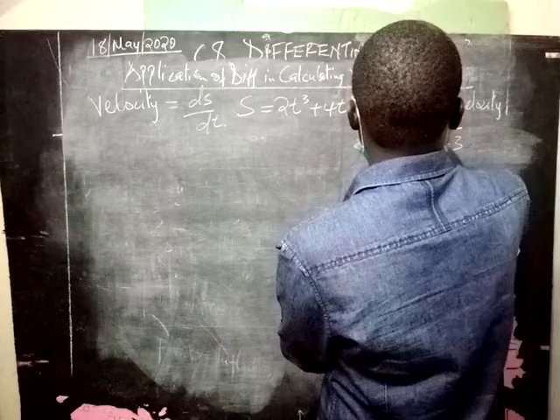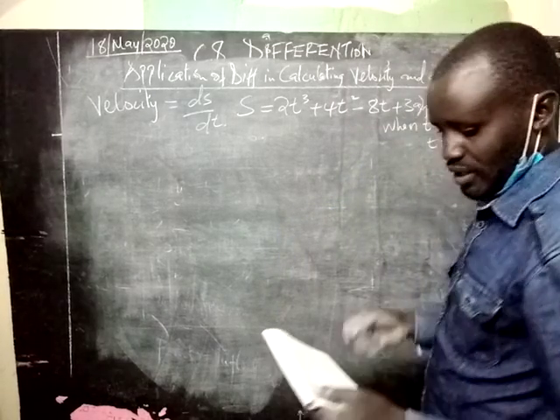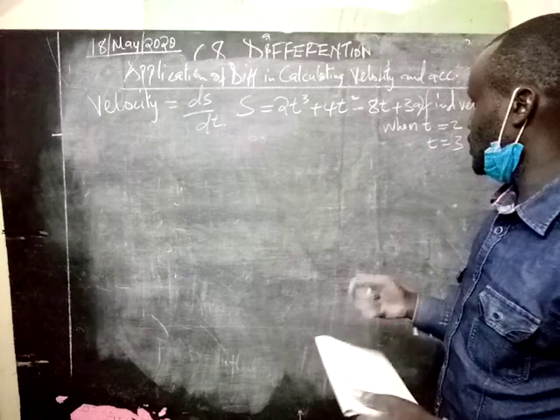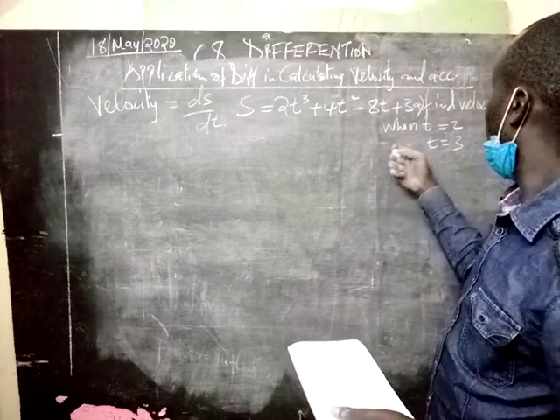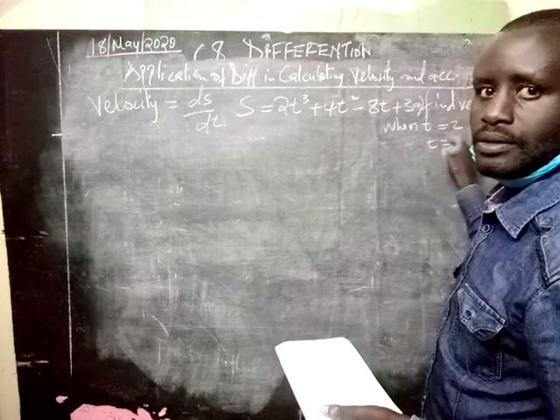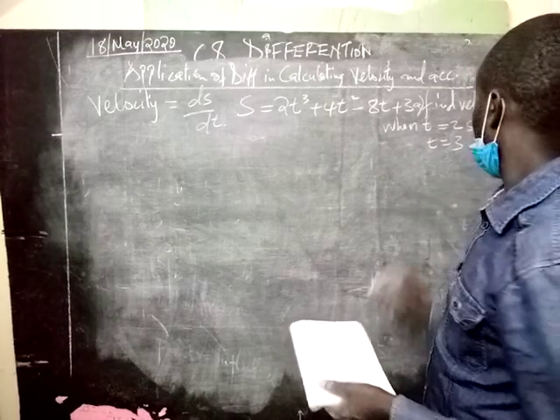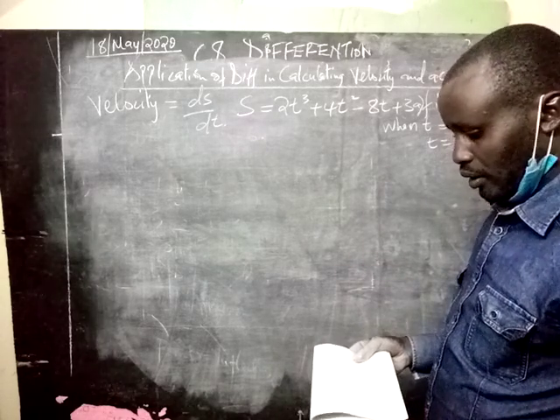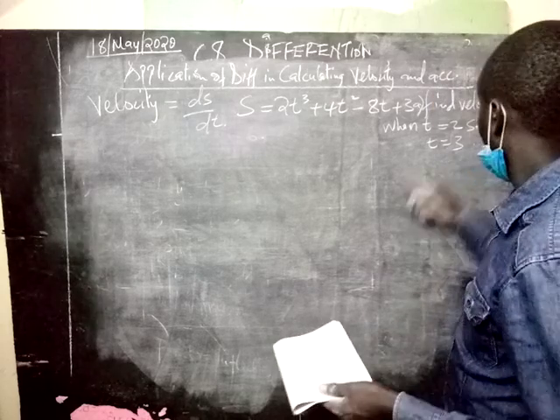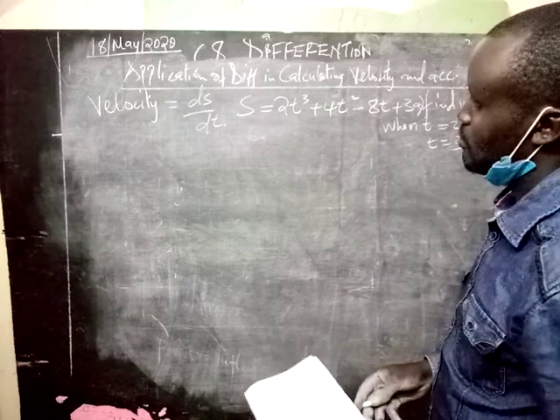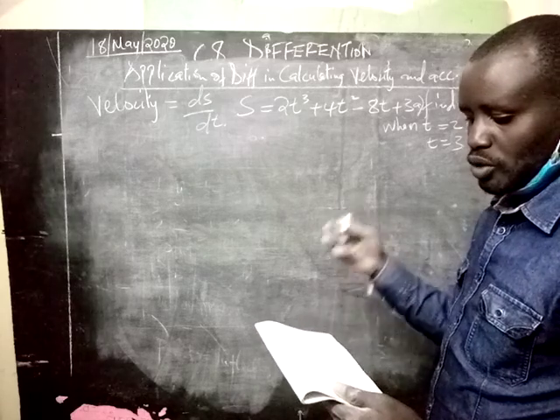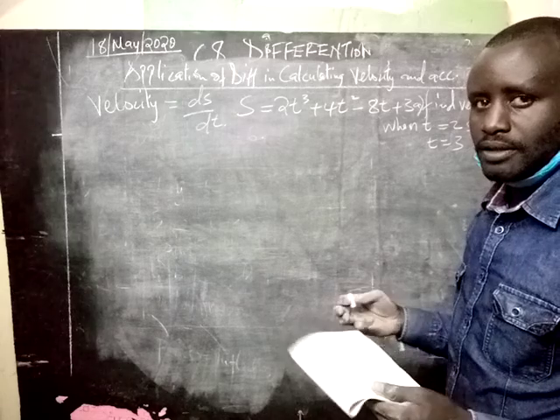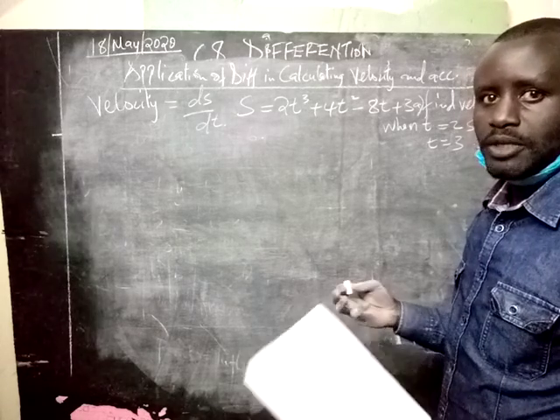That is A. And also we want the instant at which the particle is at rest. So we want to find the velocity when time is 2 seconds. We are given time in seconds and displacement in meters. We are going to find the velocity before we move on to the instant at which the particle is at rest. I hope you know what at rest means. Meaning there's no movement.